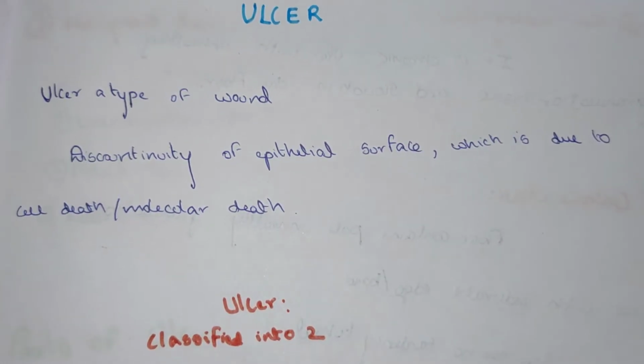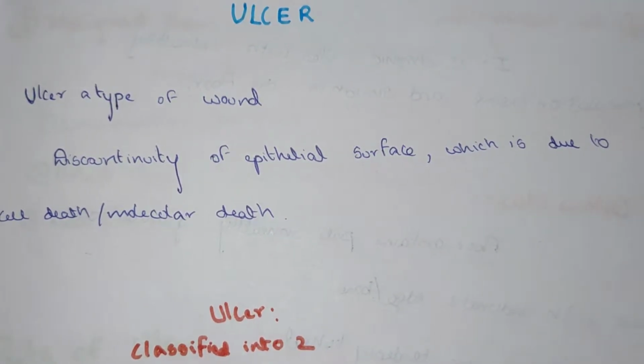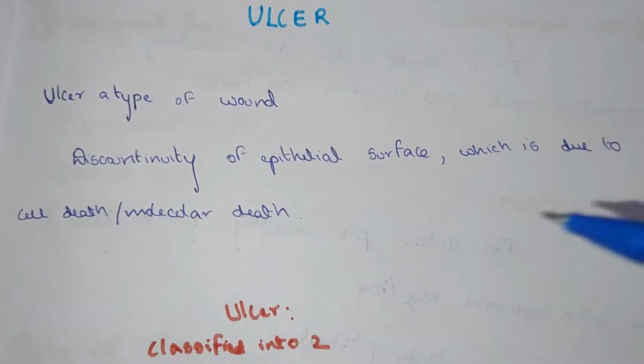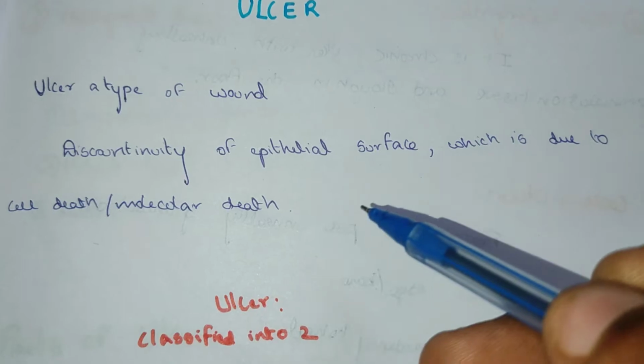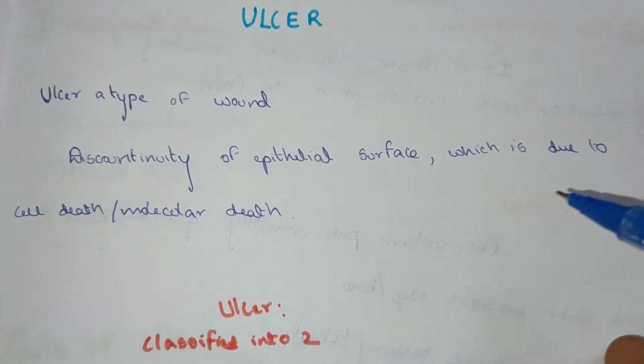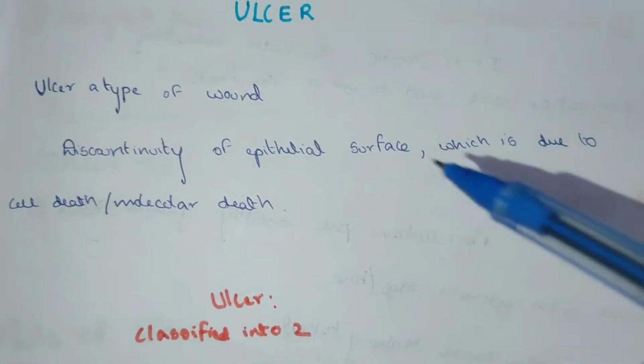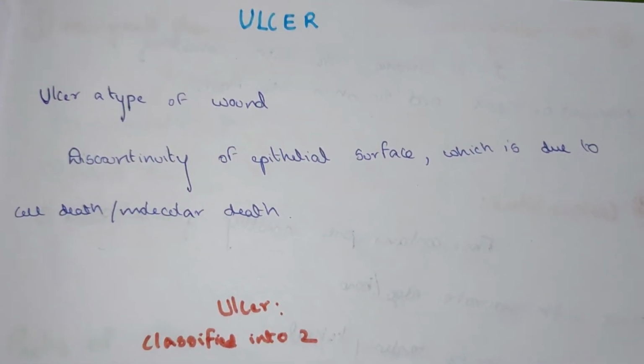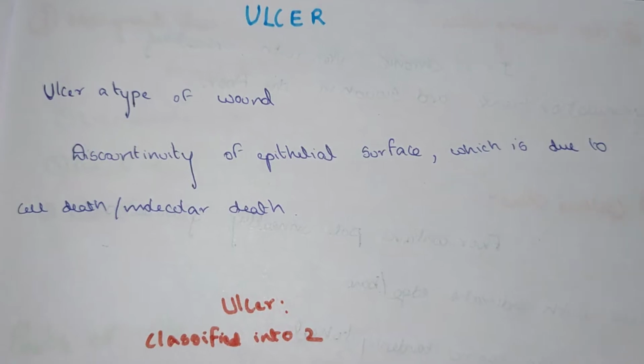In this video, I am going to see about an important topic in general surgery, which is ulcer. Ulcer is a type of wound which is a discontinuity of the epithelial surface, which is due to cell death or molecular death. It is a discontinuity of a cell's epithelial surface which is due to cell death.